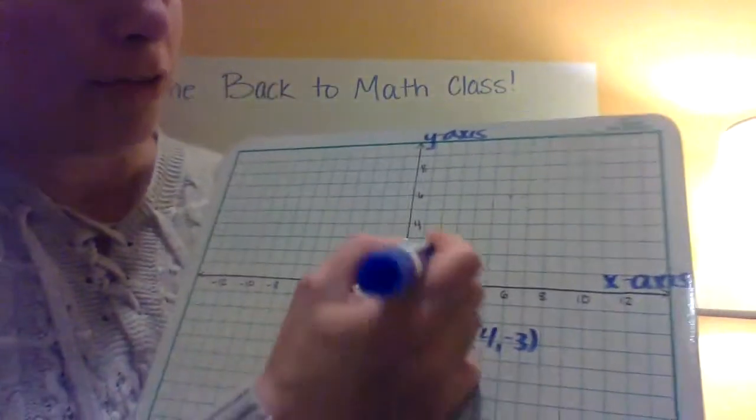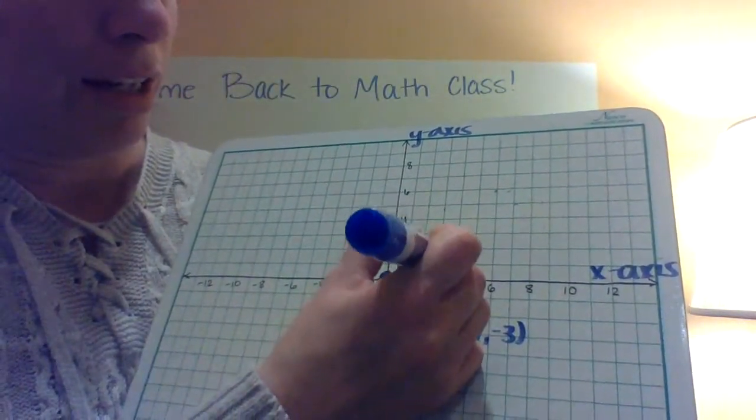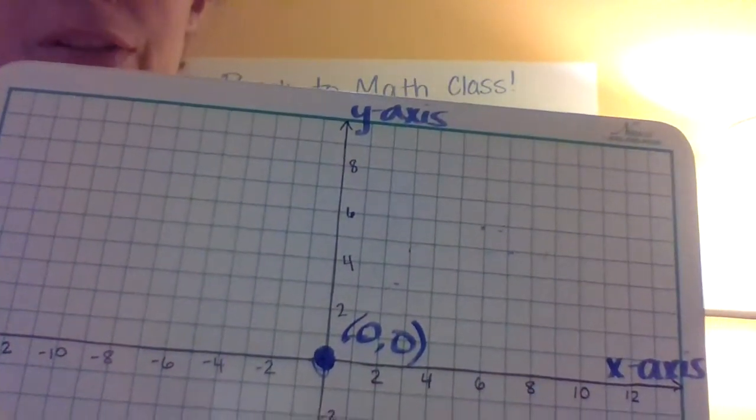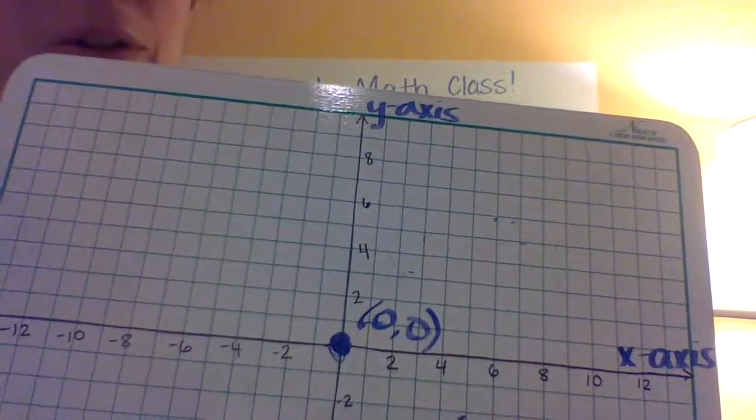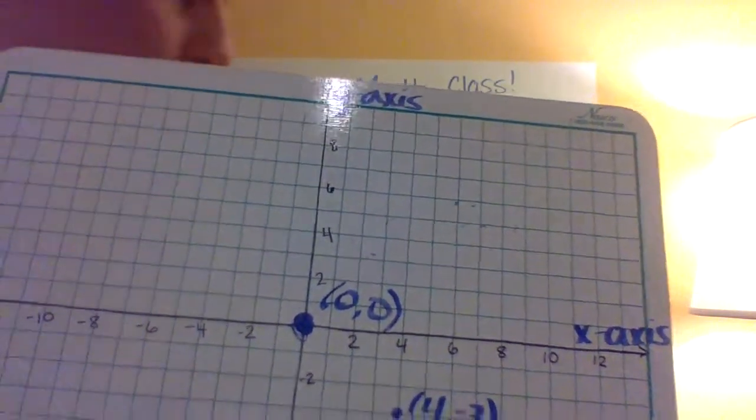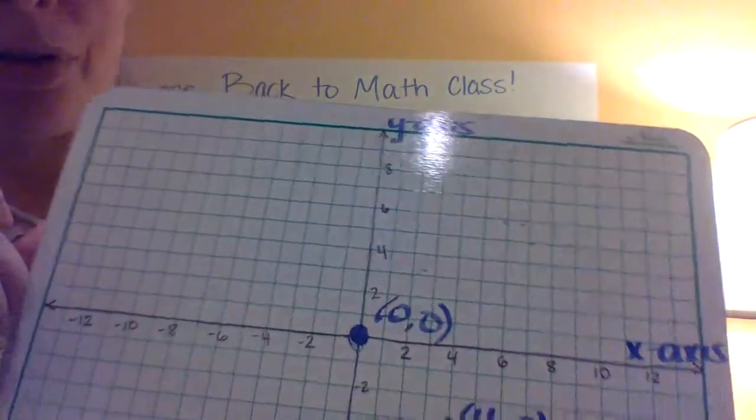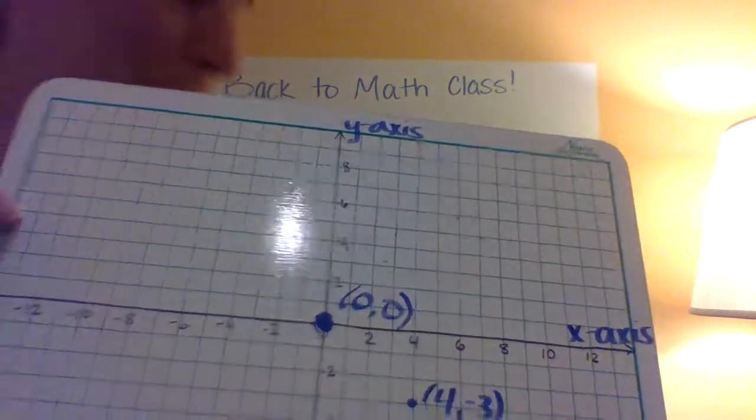Otherwise, if you said that the origin had an ordered pair, a coordinate of (0, 0), you are correct. We don't move left or right at all, and we don't move up and down at all. So that's what we call the origin. And as you saw, that's our starting point every time we're going to graph another point.